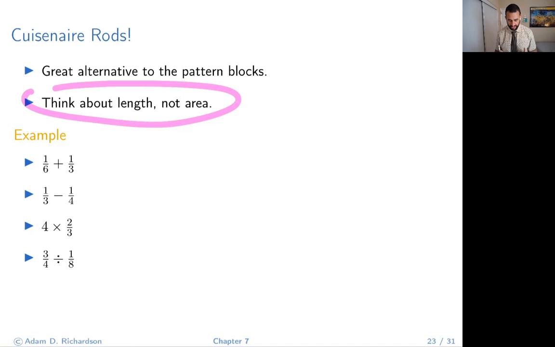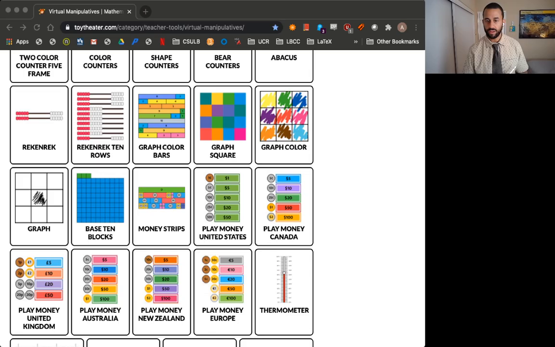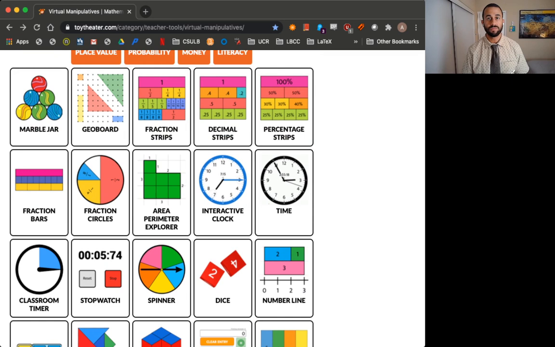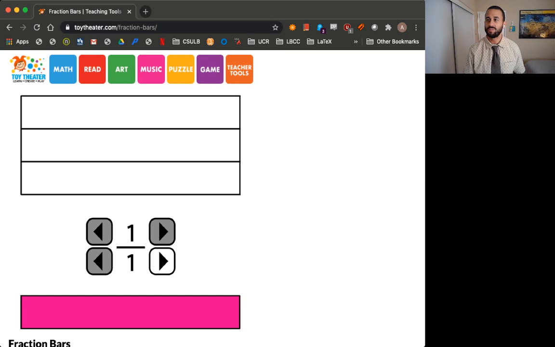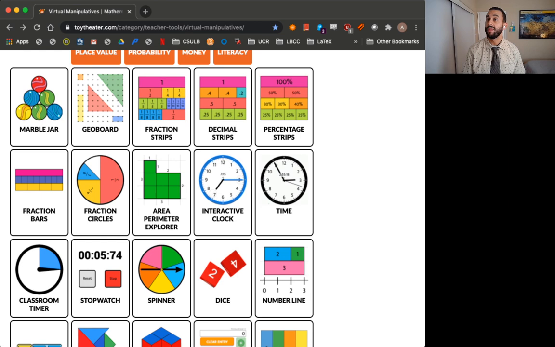So we're going to do these examples here, but let me pull up the virtual manipulatives and get that set up. One second. Okay, so let's check out toy theater first. There's a few options here. You can use these fraction bars, but I actually found these to be less flexible. I don't really like this so much because you can change the length, but the thing about Cuisenaire rods is they're not so rigid as this. So I wouldn't actually use the fraction bars, personally. Which one? Oh, I was looking at fraction strips. This is another interesting one.